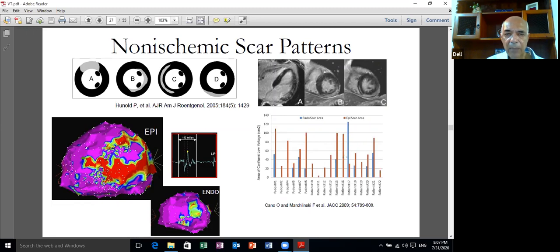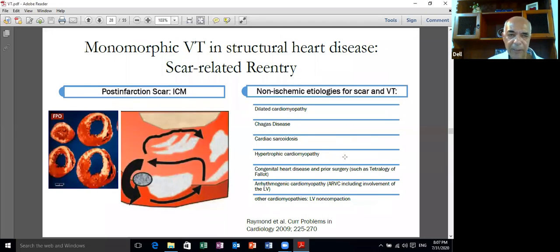So with non-ischemic cardiomyopathy, the scar is less dense, is patchy, is essentially subepicardial, and is less on the endocardium, and the ablation is a controversial issue, as we will see from some studies. Now, this is how monomorphic ventricular tachycardia gets generated in the presence of structural heart disease.